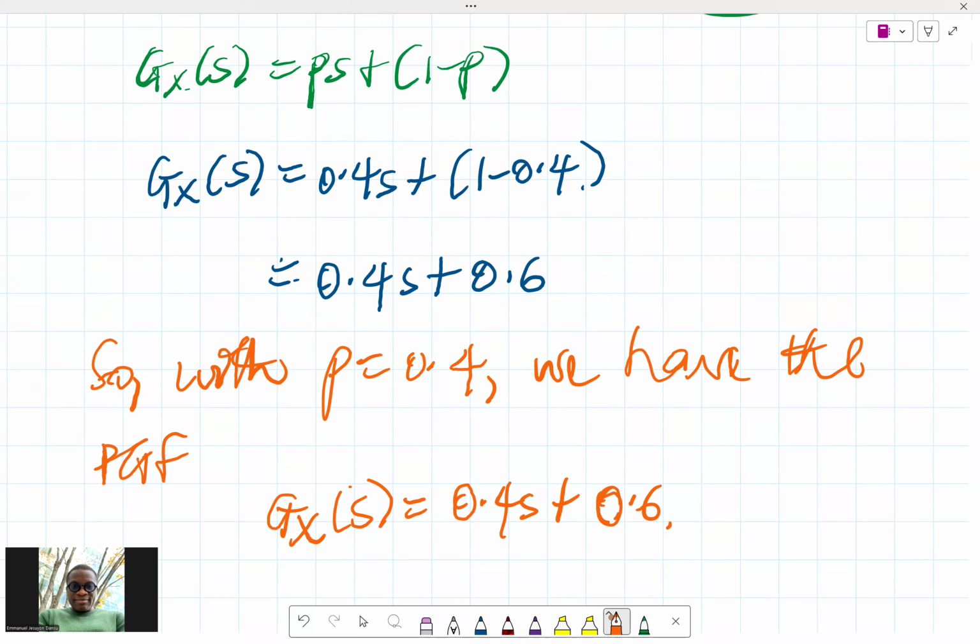In the next video, I'll be talking about the PGF of the Poisson distribution, which I think talks about what happens between two events. So probability of what happens between two events or something like that.